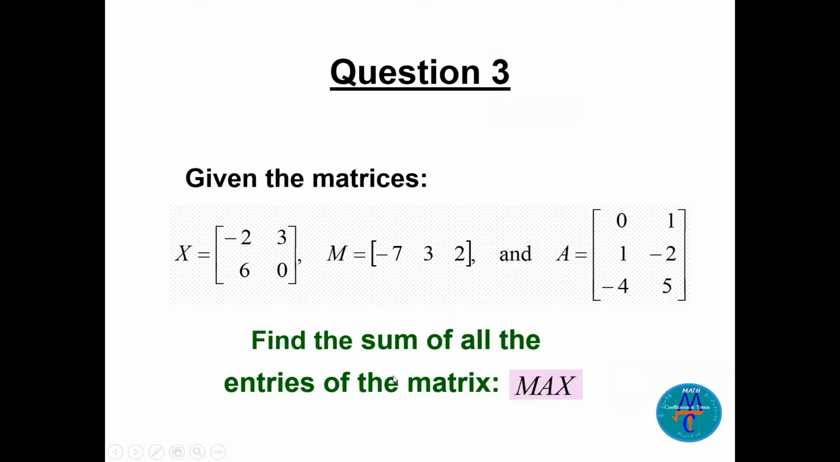Question number 3 also is simple. We have capital X: minus 2, 3, 6, 0. Capital M: minus 7, 3, 2. This is 1 row, 3 columns. And this is capital A, 3 rows, 2 columns: 0, 1, 1, minus 2, minus 4, 5. Find the sum of all the entries of the matrix MAX. So we have to multiply M times A times X.